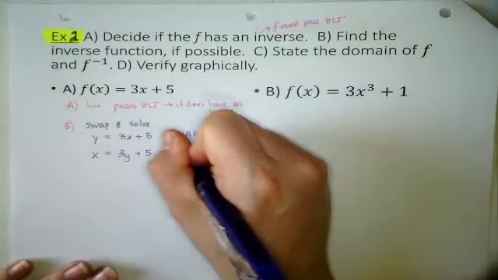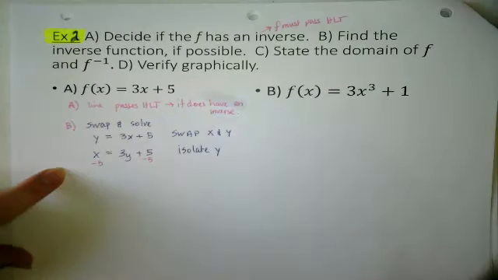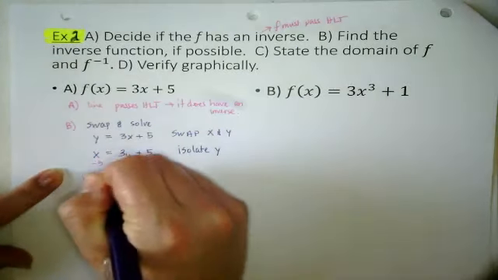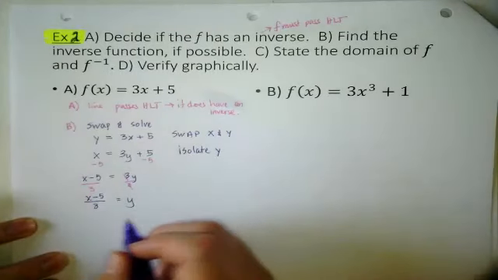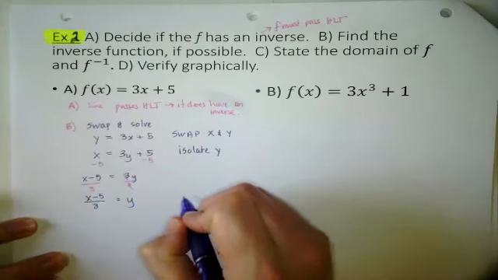So we're going to go ahead and subtract 5 to get x minus 5 equals 3y. And to get y by itself, we're going to divide by 3. And so this is x minus 5 over 3, which is a great answer. You can leave it like that. Perfect. I'm just going to change this to inverse notation.